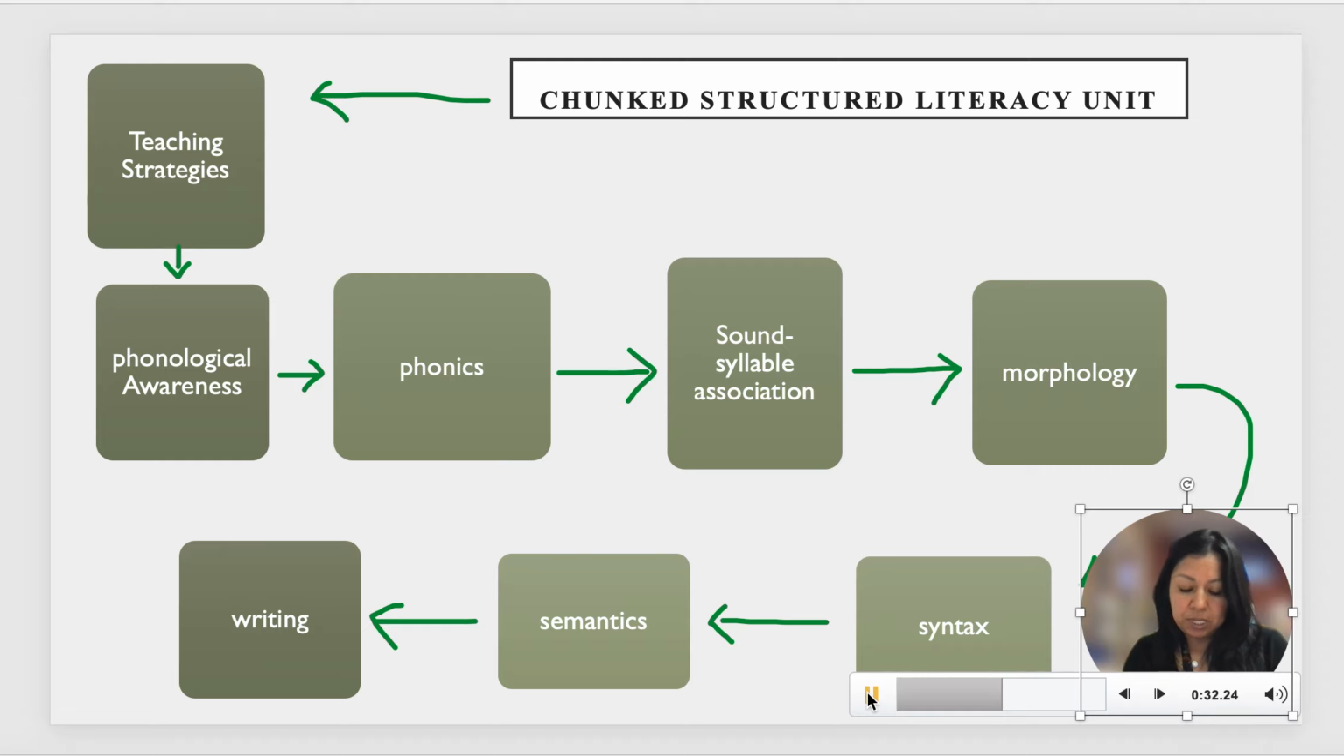Sound syllable association leads to morphology, which is best described as the learning of base words, also known as root words, prefixes, and suffixes. Morphology leads to syntax. Syntax is best described as sentence structure. Syntax leads to semantics, which is better explained as the understanding of language meaning. Once students have mastered both syntax and semantics, students are then able to begin writing fluently.